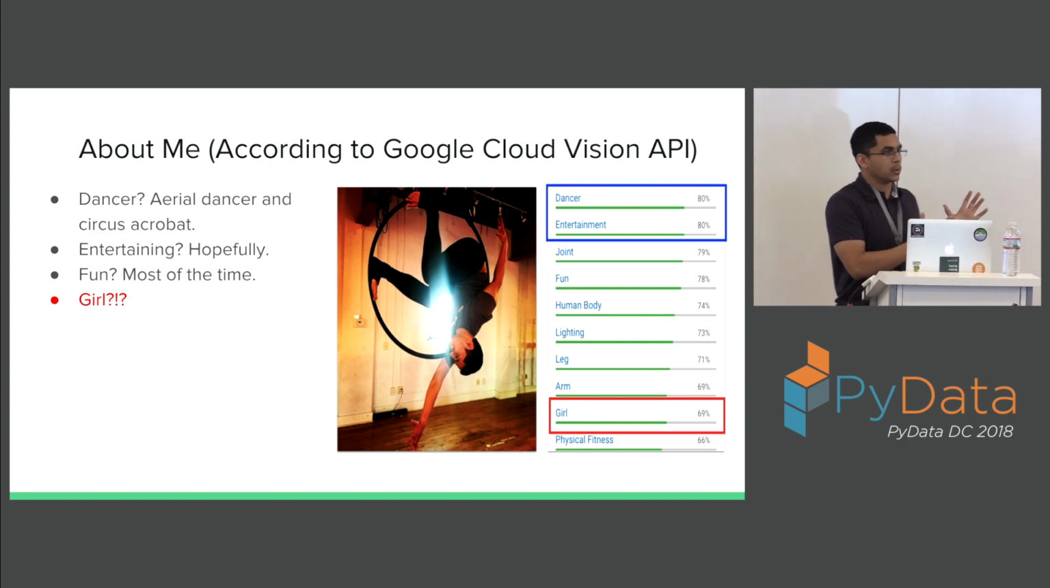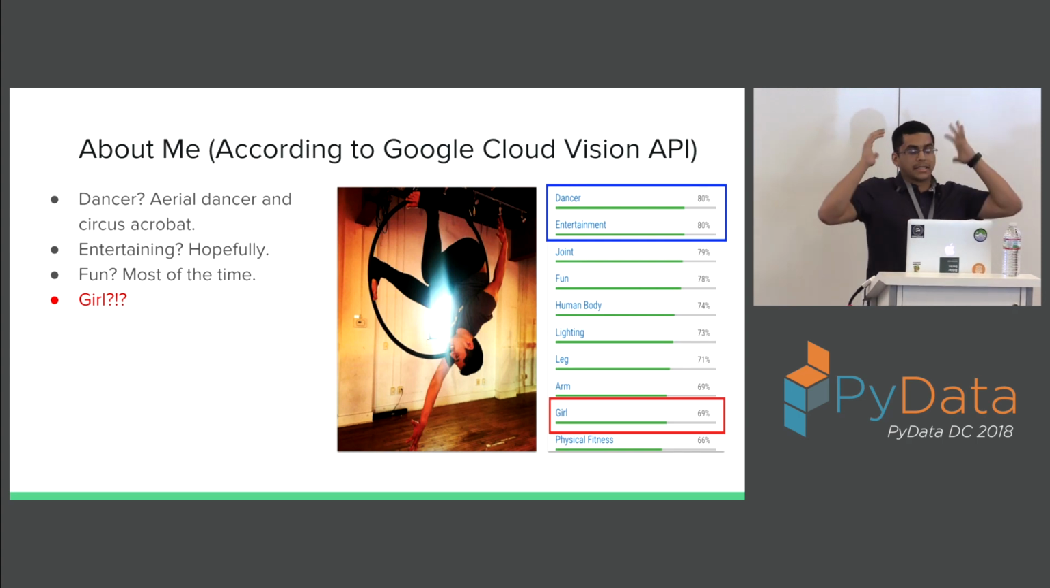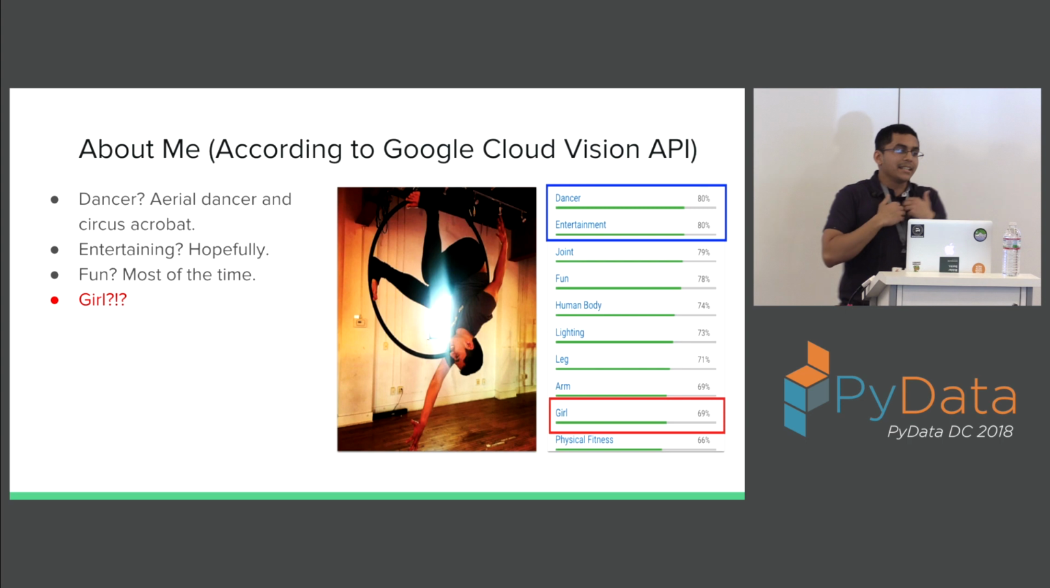And this is not just true for Google Cloud. Microsoft's computer vision API will basically say the same thing. It will say, oh, this is a lady. Or I have had one picture of me where it says, oh, this is an angel descending from heaven, which is technically wrong, but in spirit it's actually right.